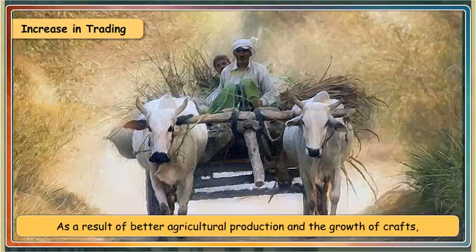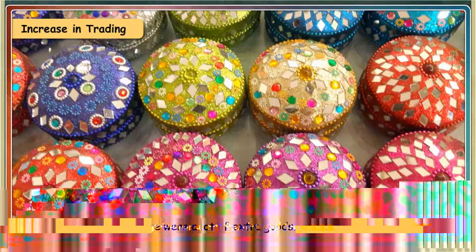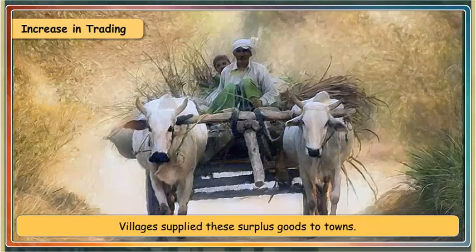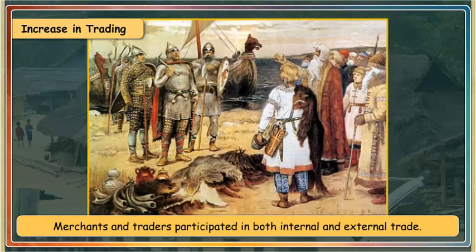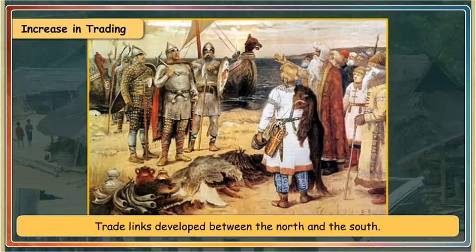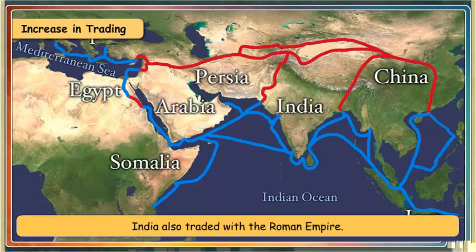Increase in trading. As a result of better agricultural production and the growth of crafts, there were a lot of extra goods. Villages supplied these surplus goods to towns. These goods were either used by townspeople or they were sent to different regions. This led to trade. Merchants and traders participated in both internal and external trade. Trade links developed between the North and the South. India also traded with the Roman Empire.